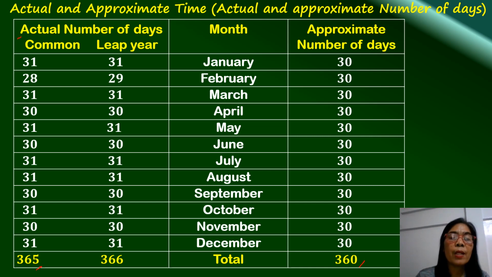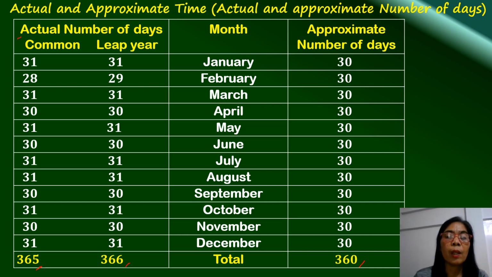So we have 4 months having 30 days, April, June, September and November, while February has 28, so a total of 365. And then for leap year, February will have 29 days, giving us a total of 366 days.